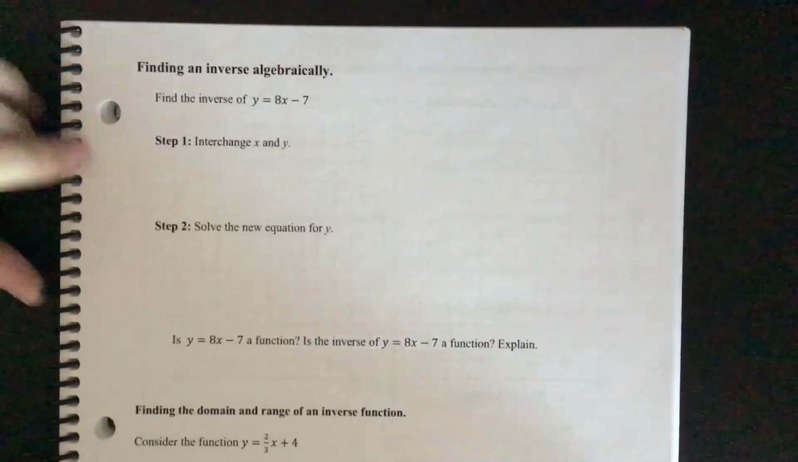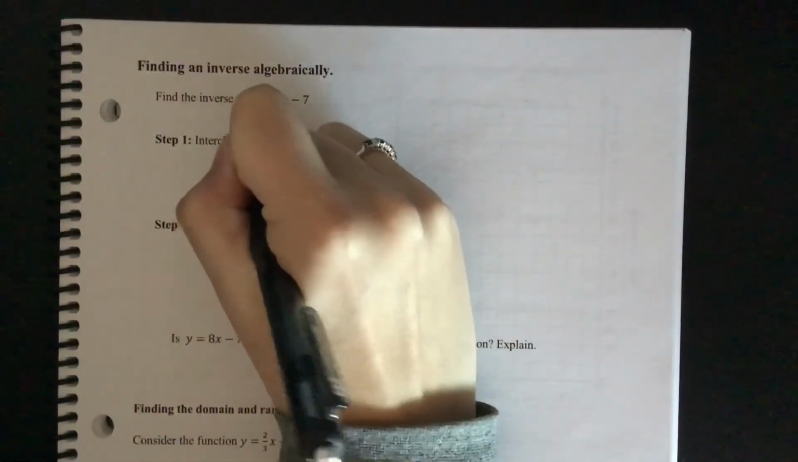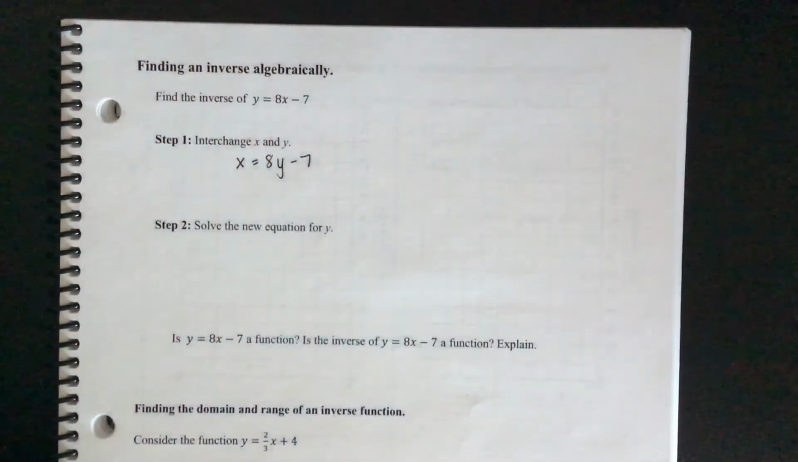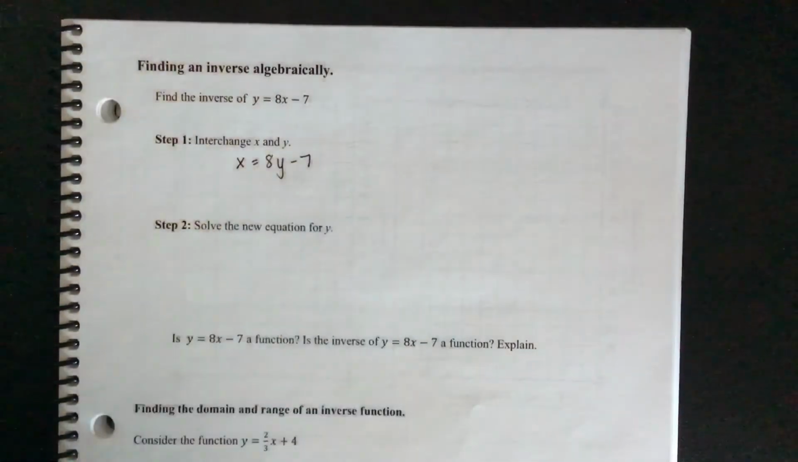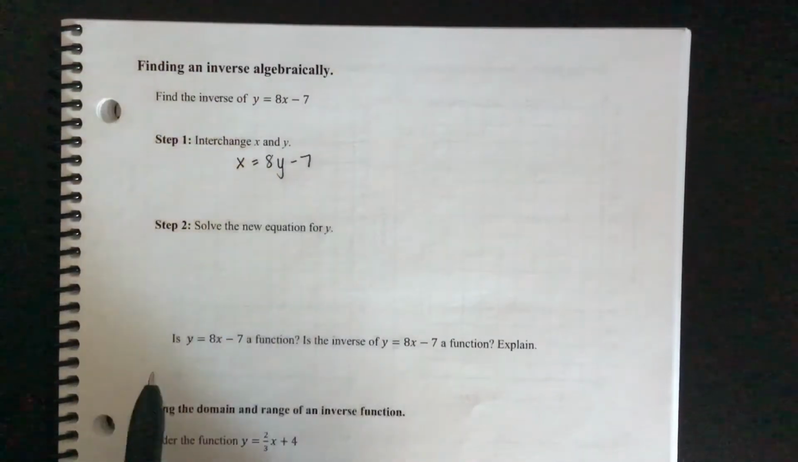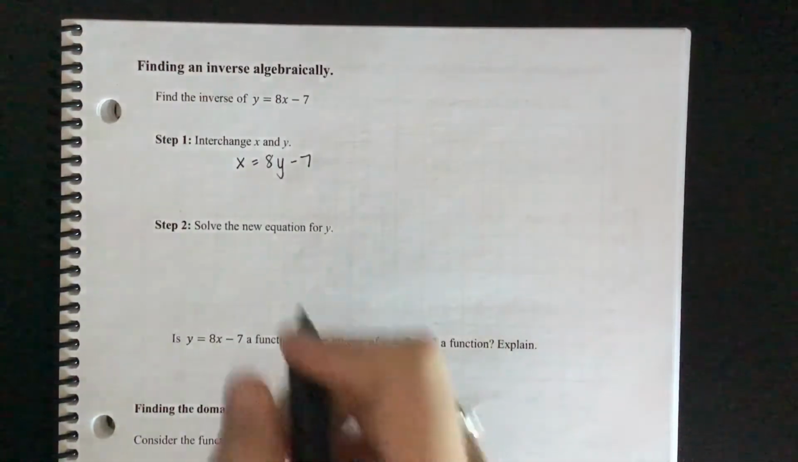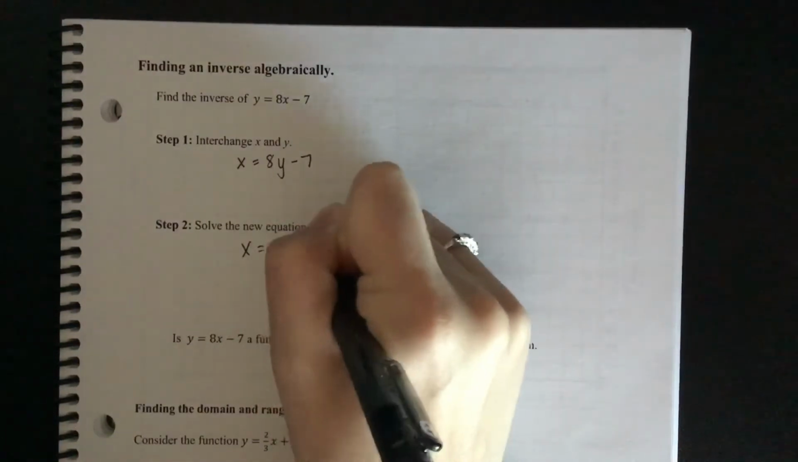So our first step is to interchange x and y. So x equals 8y minus 7. Now, we said that that was the main characteristic of inverses, that x's and y's flip. Okay, so x's and y's flip. We want to solve the new equation for y. We know that linear functions, in order to graph them, have to be in the form y equals mx plus b. So x equals 8y minus 7.